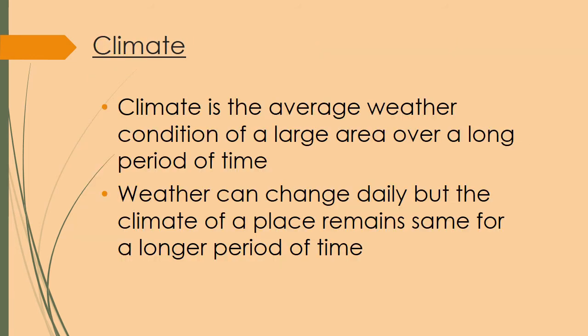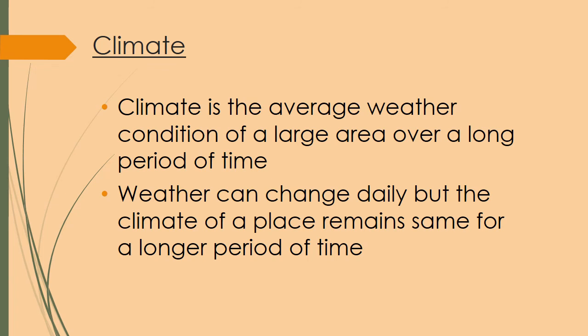The clothes also vary from season to season. In summer we wear cotton clothes, and in winter we wear woolen clothes. Now, what do you mean by climate? The sum total of the variation of atmospheric condition is known as climate. So climate is the average weather condition of a large area over a long period of time.